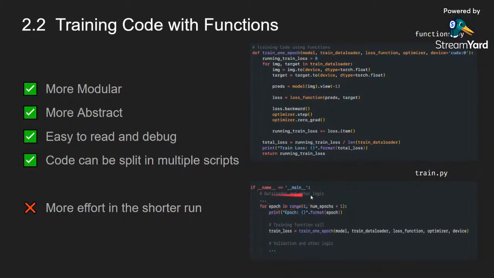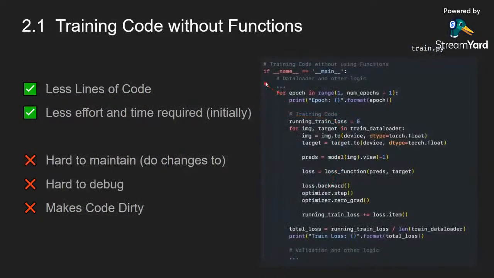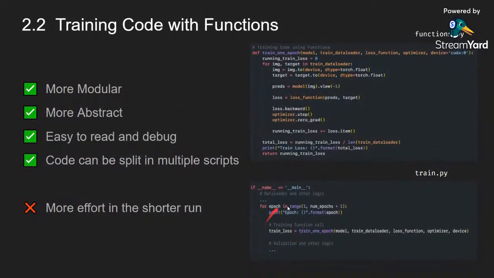And if you see this main logic, if name equals main, in the earlier one it had all the code in one place, but in this one it's a lot cleaner. It has the epoch code, but at the end it's just train one epoch. So I'm just calling this function. In the main file, it's a lot easier to debug, and a lot easier to maintain in the longer run. The only side effect is that it takes more effort to write and maintain the code in the shorter run, but in the longer run it will actually help you maintain the code quality.